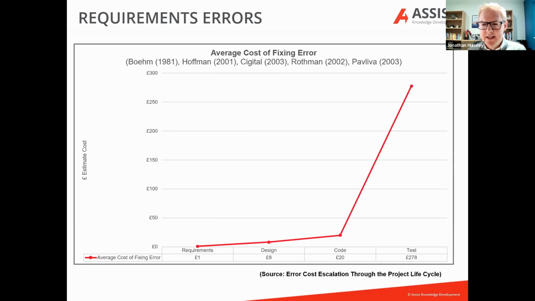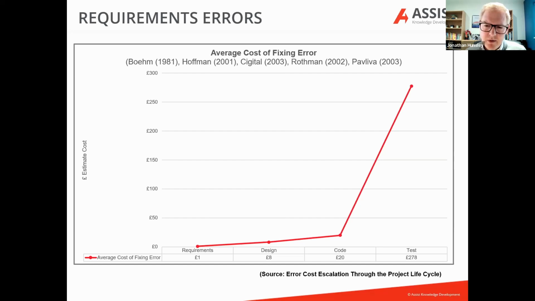If we're in an IT development, the coding, the cost of fixing the error in coding is 20 times the cost of the requirements cost. And then if we're in testing, up to 278 times the cost of fixing the very same error. Some of these academics actually quote much higher numbers, up to 400 times the cost of fixing an error.